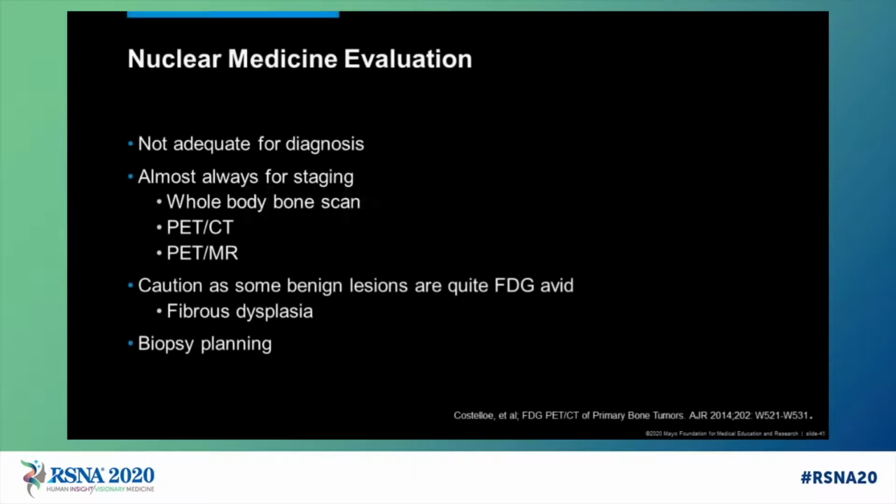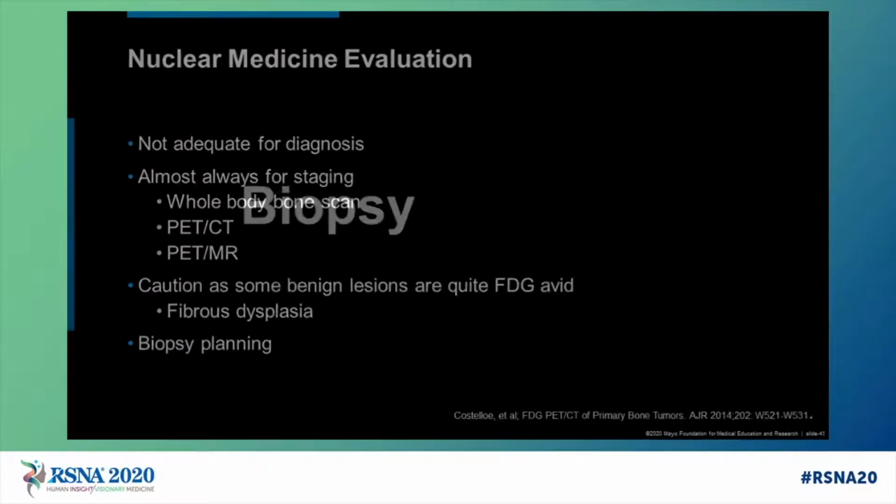Briefly touching on nuclear medicine, it is really not adequate for diagnosis, almost always being utilized for staging, either a whole body bone scan, PET CT, or in some cases, people are utilizing PET MRI. I've included a nice PET CT reference article here for the evaluation of primary bone tumors. Remember to use caution, as some benign lesions are quite FDG avid, for example, fibrous dysplasia. Bone scanning can be quite nice for biopsy planning, as we can often look for a lesion that might be safest to biopsy in a patient who has multiple lesions.